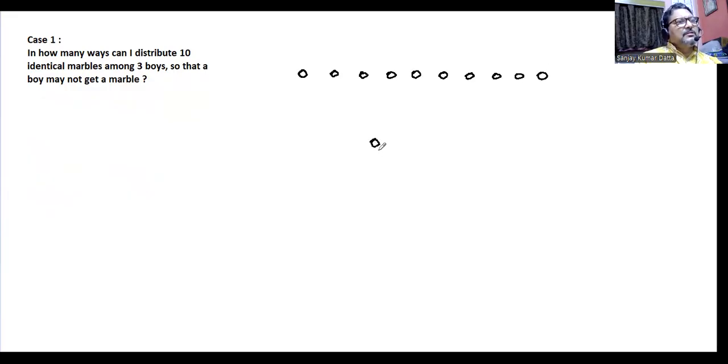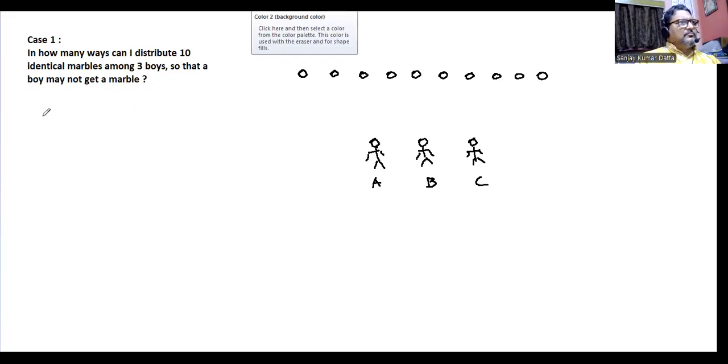And suppose we are going to distribute this among three boys. These are the three boys among whom we are going to distribute. Let's name them A, B, C. Take care, there is a criterion: a boy may not get a marble. Now, first, let us understand what this criterion stands for.